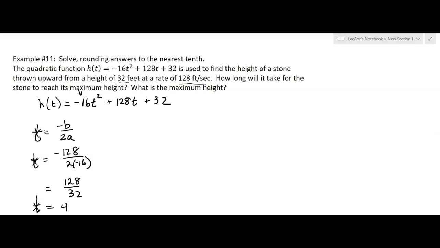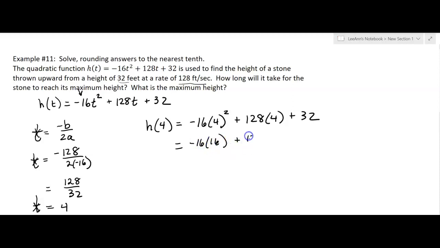So what does this tell us? It tells us that it's going to take us 4 seconds to reach a maximum height. So we throw the stone up, count 1001, 1002, 1003, 1004, and then the stone's going to start coming back down. Okay, now what is the maximum height? Well, then we have to evaluate the function at the time 4 seconds, okay? So it's going to be negative 16 times 16 plus 128 times 4 plus 32.